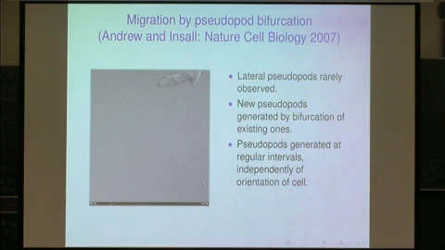And again, that seems relatively obvious because there has to be a movement of the actin machinery to generate pseudopods. New pseudopods tend to be generated by bifurcation of existing ones, and they tended to be generated at regular intervals independent of the orientation of the cell.